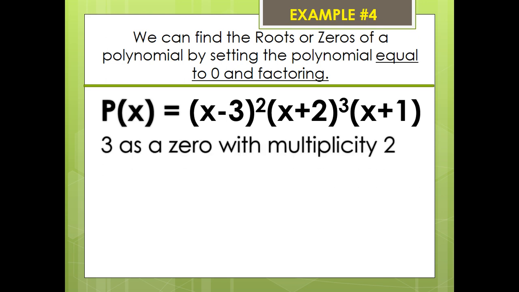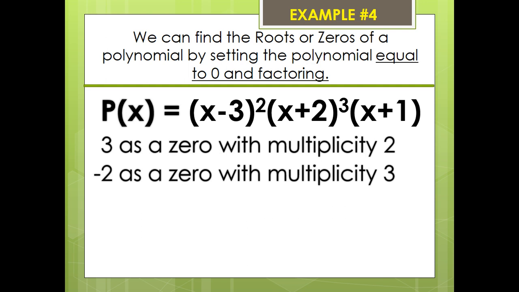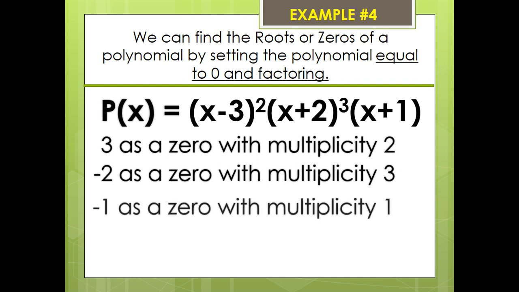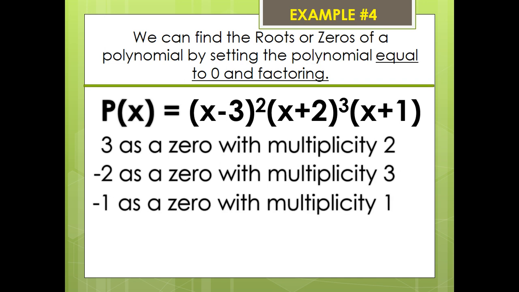So, we have 3 as a 0 with multiplicity of 2. Bakit? Kasi ang degree niya ay 2. So, ibig sabihin, naulit, dalawang 3 yung 0 natin. Next, x plus 2 to the third power. We have negative 2 as a 0 with multiplicity 3. Ibig sabihin, tatlong negative 2. And the last one, x plus 1 is equal to 0. Therefore, negative 1 as a 0 with multiplicity of 1. So, that's it.